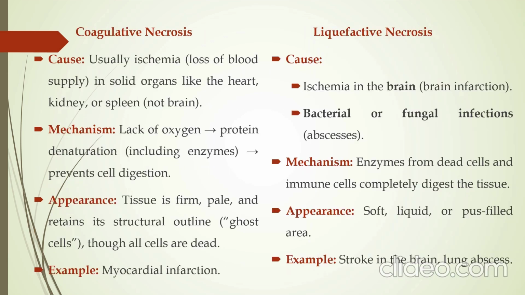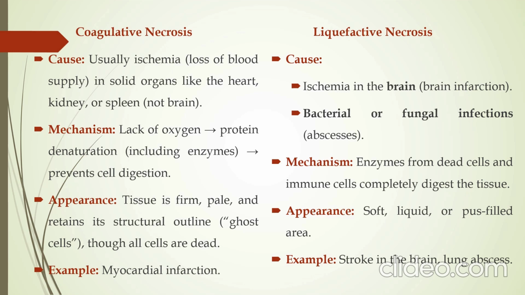Coagulative necrosis is the most common type and usually results from ischemia in solid organs such as the heart, kidney and spleen, but not the brain. Protein denaturation occurs, inactivating enzymes and preventing the rapid digestion of dead cells. Because of this, the overall tissue structure remains intact for several days even though the cells are dead.